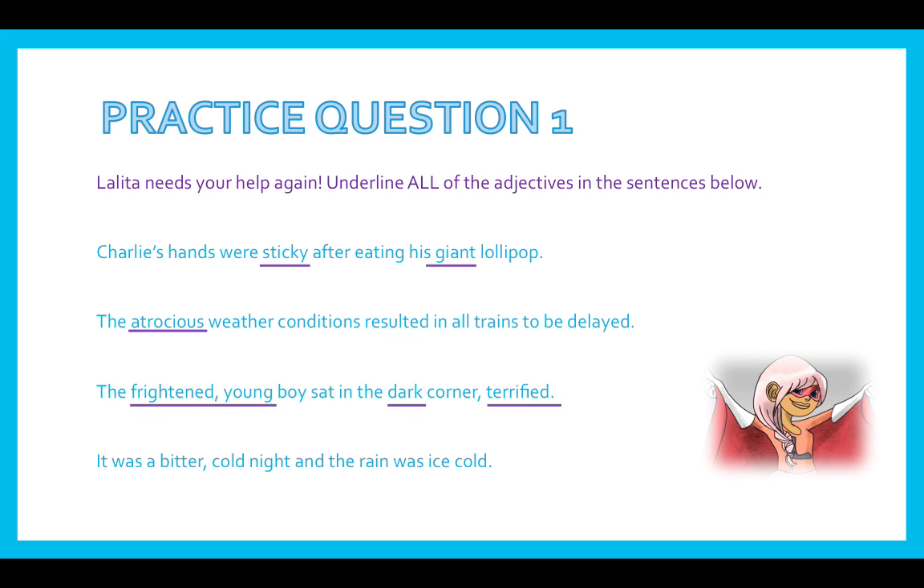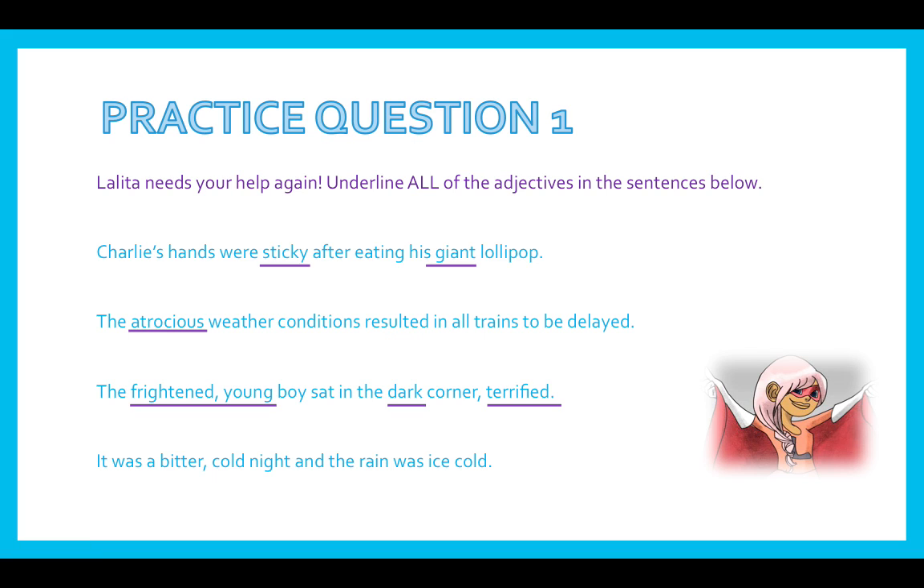So here I've underlined the words frightened, young, dark and terrified, okay. So frightened and young is describing the boy. The dark corner, so the corner has been described as being dark. And again, terrified is describing the noun, which was the boy, okay? And like I said, the adjective doesn't always have to come next to the noun, okay? So the frightened young boy sat in the dark corner terrified. So those are your 4 adjectives.